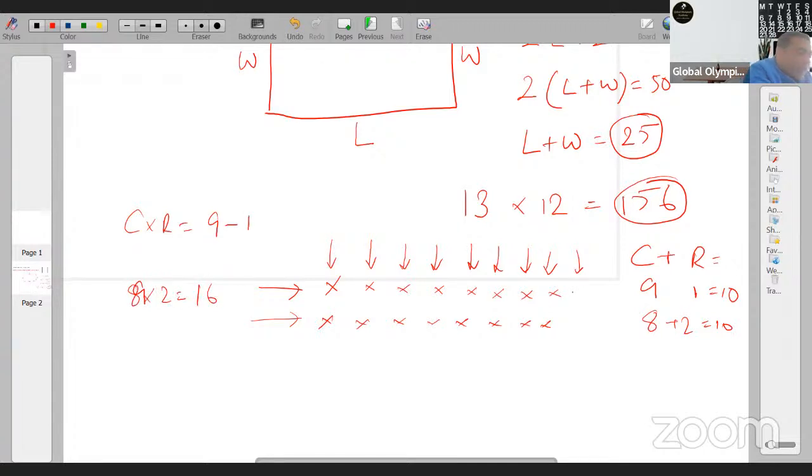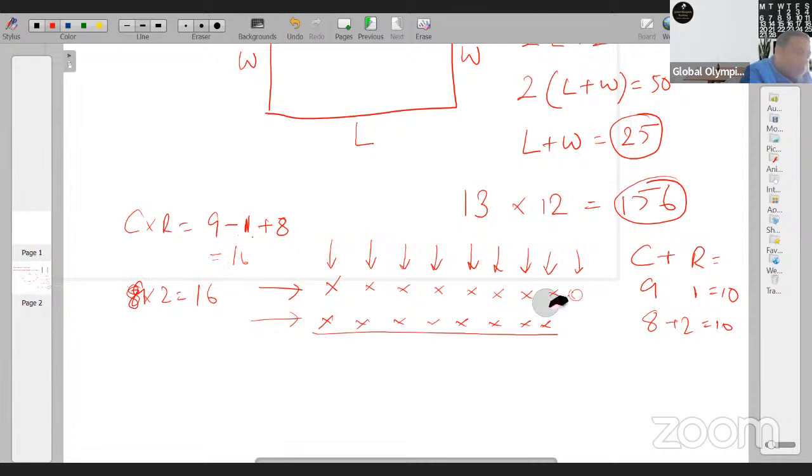You reduced 1 from it, you reduced 1 from here, and you introduced another 8. Correct? You reduced 1 because 1 column went away, and you introduced 8 items. Right? So what do you get? 9 minus 1 is 8, 8 plus 8 is 16. And that's how you got 8 into 2 is 16.